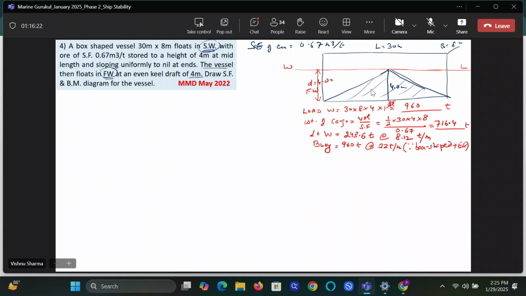If any of these conditions are violated, then buoyancy will not be uniformly distributed. Am I clear, class? Are you good up to this point, class? Yes or no? Yes, sir. Okay.